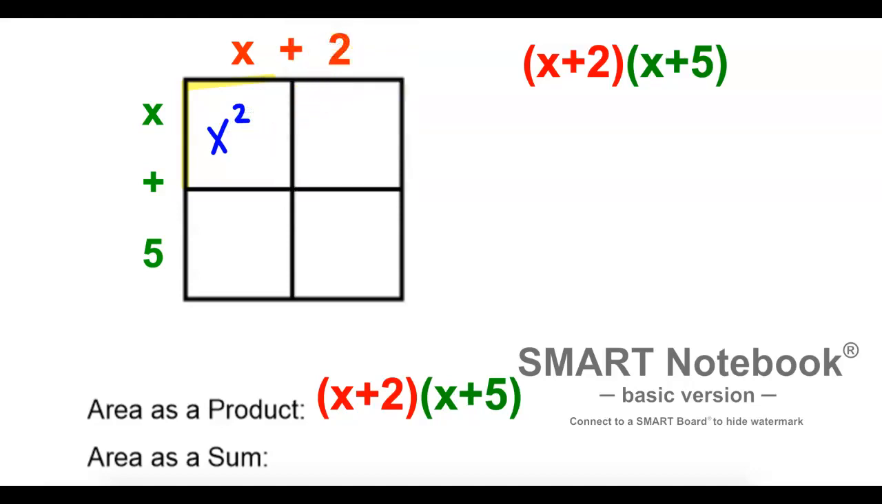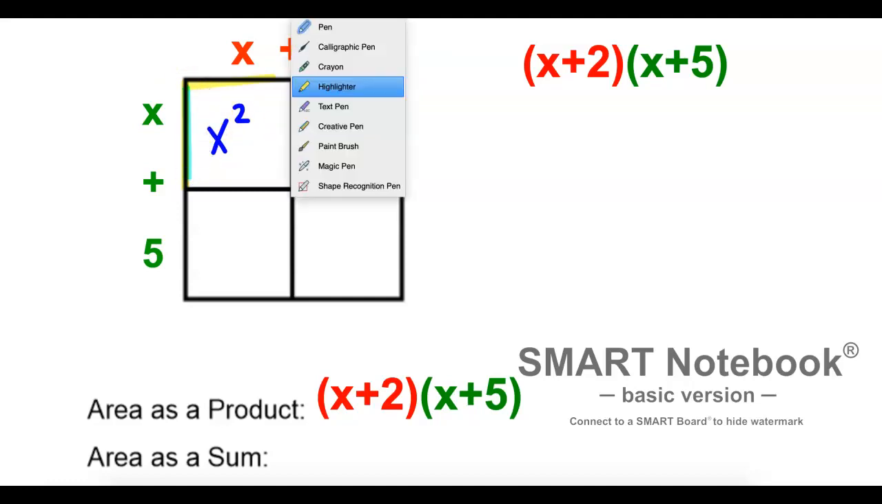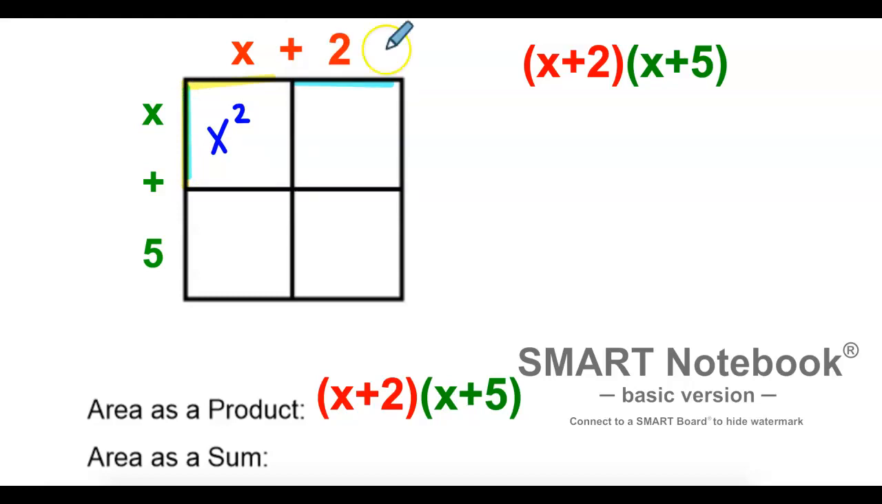Again, to figure out what goes over here in this area, you multiply the top of the box, which is 2, times the side of the box, which is x. So 2 times x is 2x. All right, to figure out what goes down here, you multiply the top of the box, which we know is x, times the side of the box, which is 5. So x times 5 is 5x. And then to figure out what goes right here, you multiply the top of the box, which is 2, times the side of the box, which is 5. So 2 times 5 is 10.